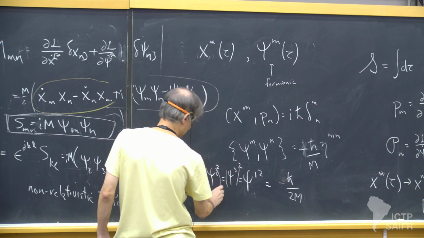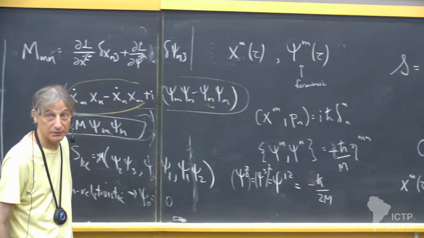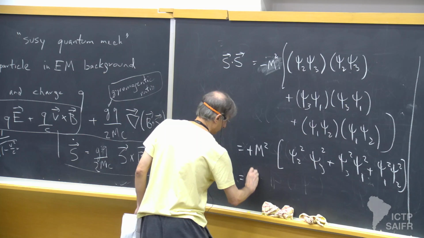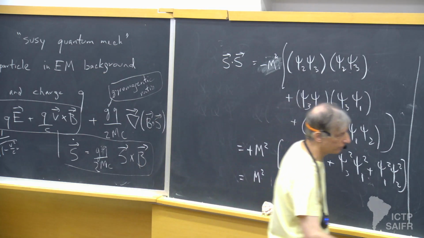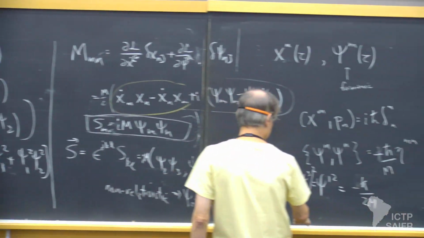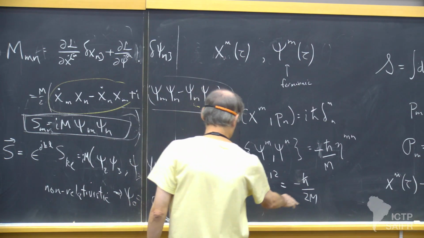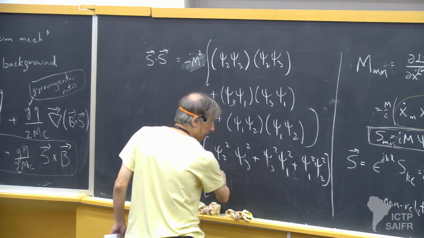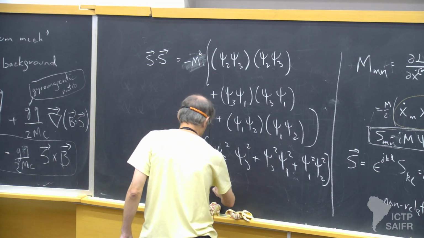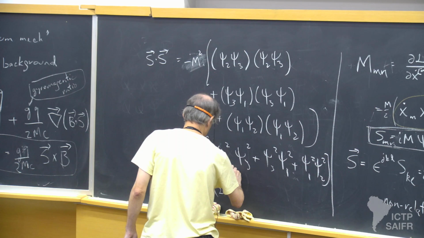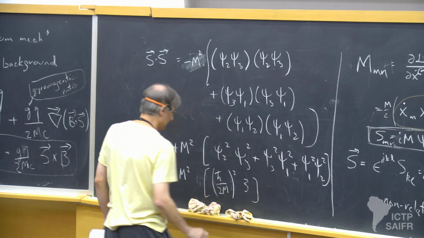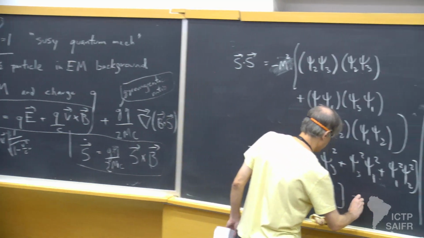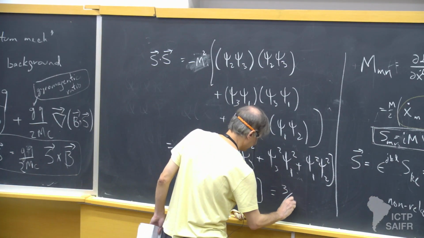So all of these are equal to minus h bar over 2m. So you plug that in here, and you get m squared. You get the 1 over, right? Here you get h bar over 2m squared times 3. Right? The m squared cancels the 1 over m squared, so you end up getting 3/4 h bar squared.